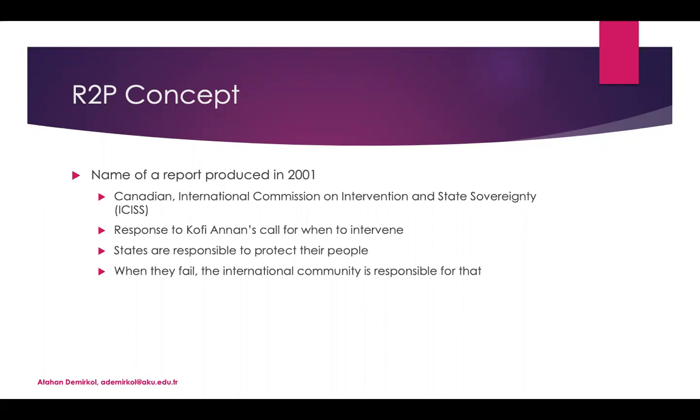The main motivation point of R2P is that states are responsible to protect their people, and when they fail, the international community is responsible. It's a basic concept. Human rights are like jus cogens norms, and there are erga omnes obligations for the whole international community, and the state is the main responsible actor for protecting their people in terms of their human rights, like the basic rights, the right to life, or freedom from fear. When the states fail to provide these rights, or fail to protect the human rights in the country, then the international community is responsible for protecting human rights, because it's a universal and international concept.